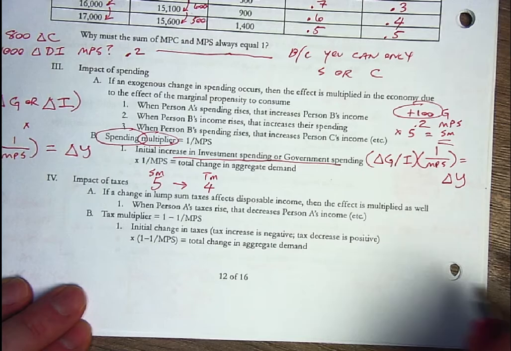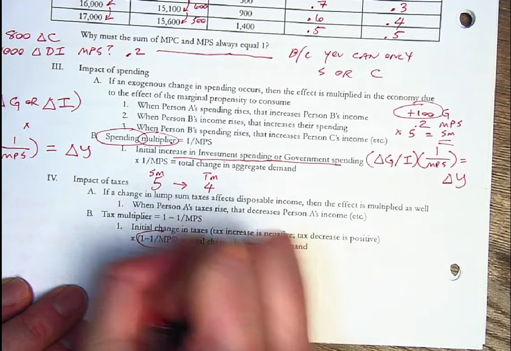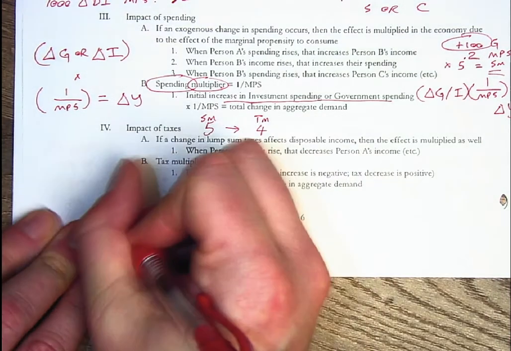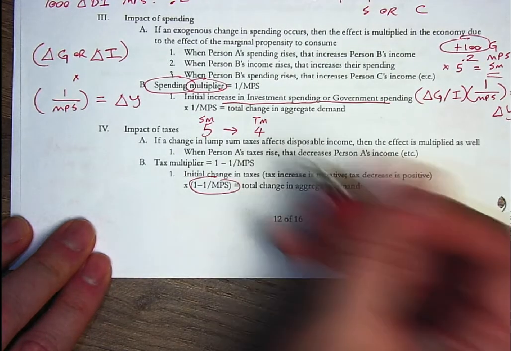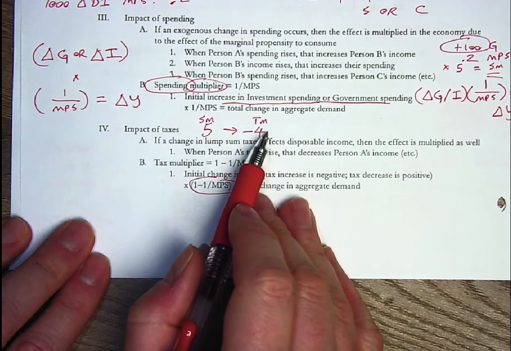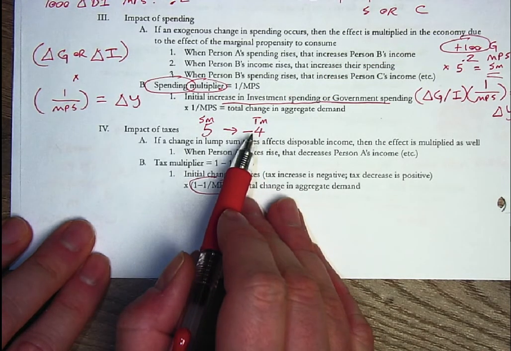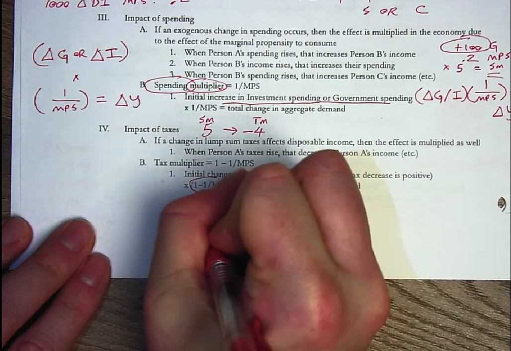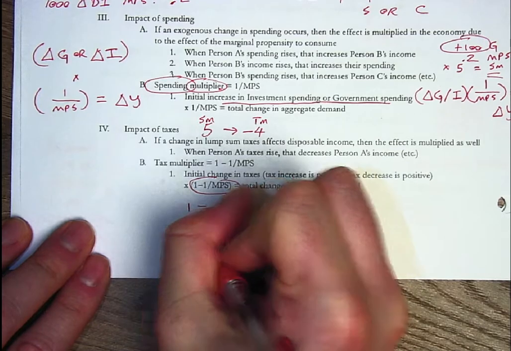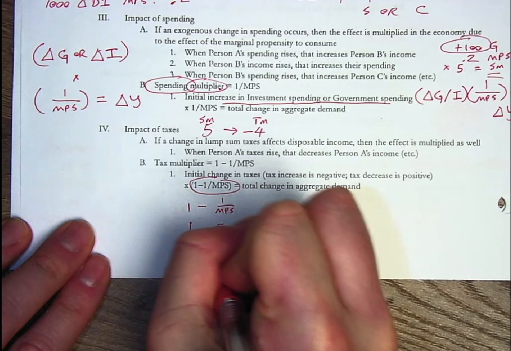Now, an important caveat to that is that it's more correct technically, and on a test, you would need to do it this way. You'd have to flip the sign. So instead of it being 4, it's actually negative 4. So it's better to say 1 minus 1 over the MPS. So if it were 1 minus 5, then it would be negative 4.